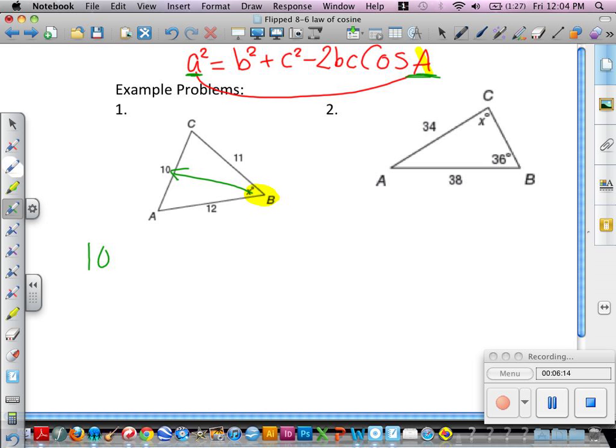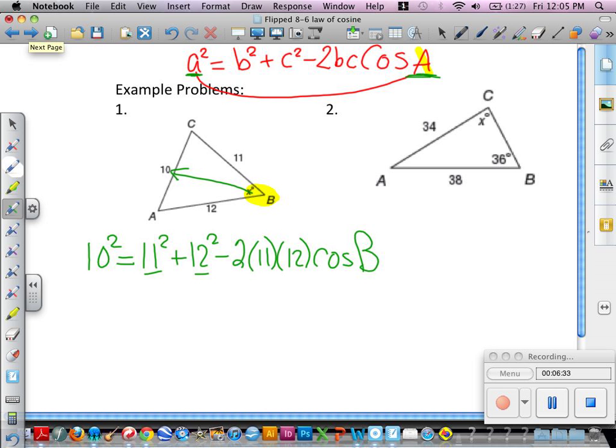So I'm going to go 10 squared equals the other two sides squared. So I'm going to take 11 squared, 12 squared, minus 2 times these two numbers multiplied together, and then cosine of the angle B that I'm looking for.